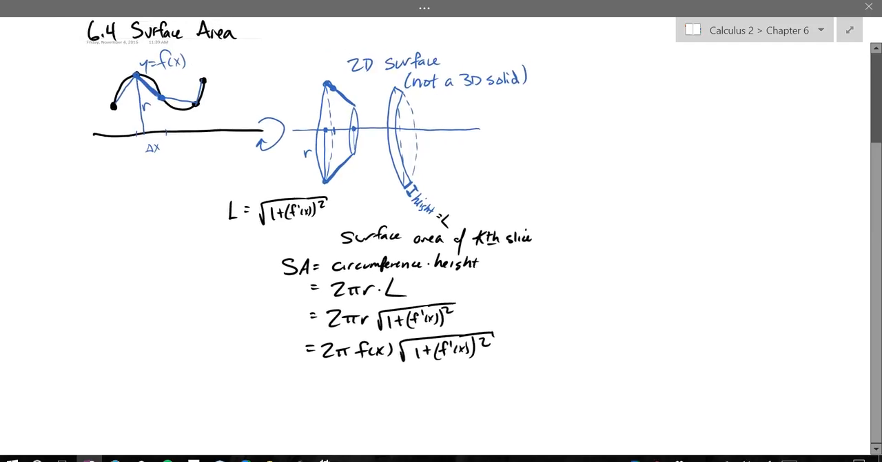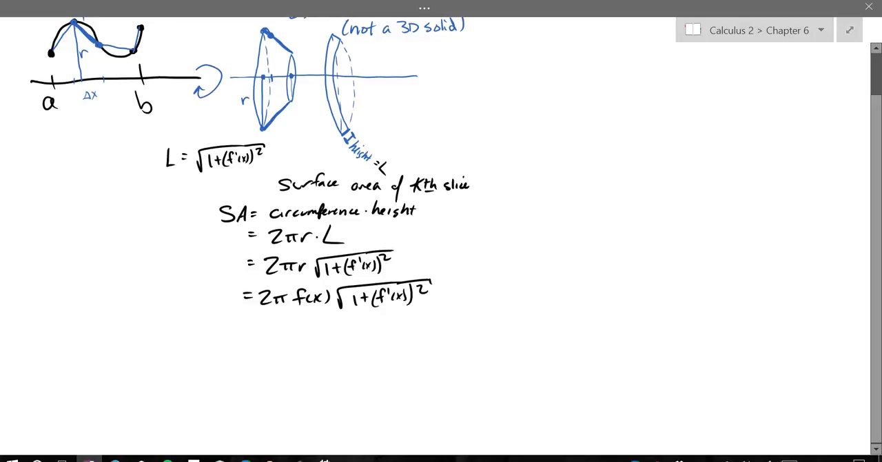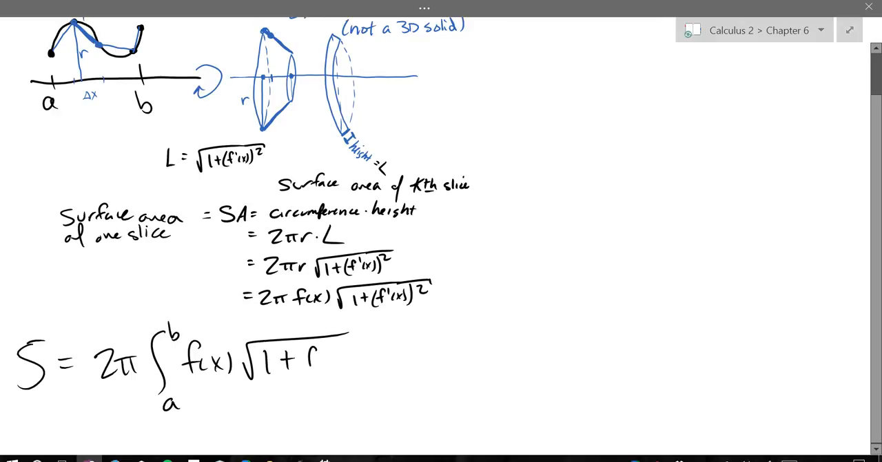So how do we get the full surface area? We're just going to integrate each of these with a dx at the end, from the first x coordinate to the last x coordinate, so a to b. So our full surface area, let's use S for surface area. This SA right here is the surface area of one slice, not to be confused with the full surface area, where we're going to integrate all the slices together. It's going to be 2π times the integral from a to b of f of x times the square root of 1 plus f prime of x squared dx.